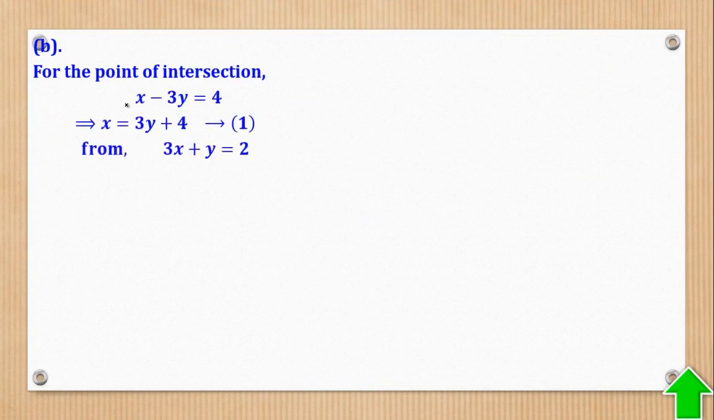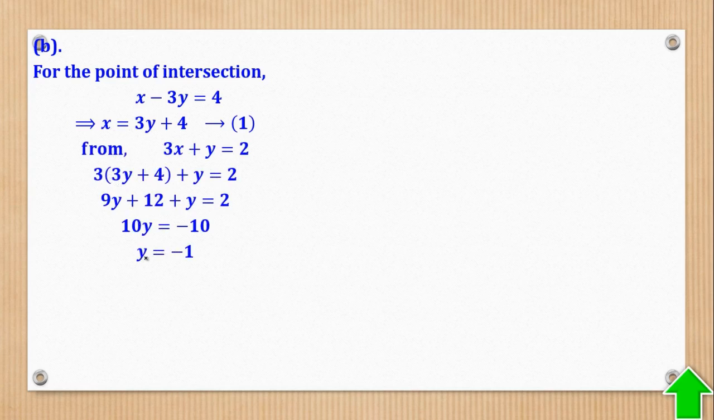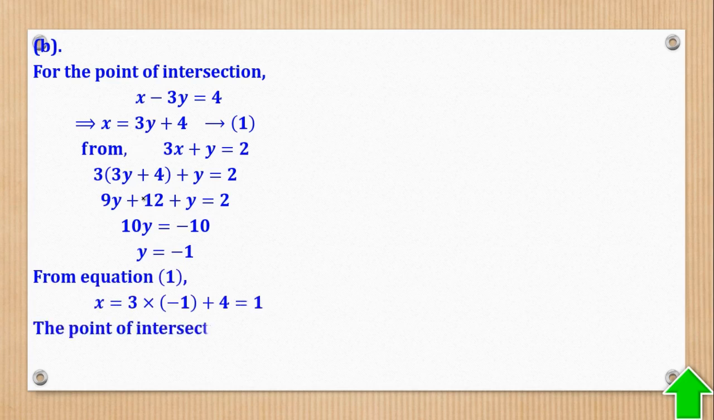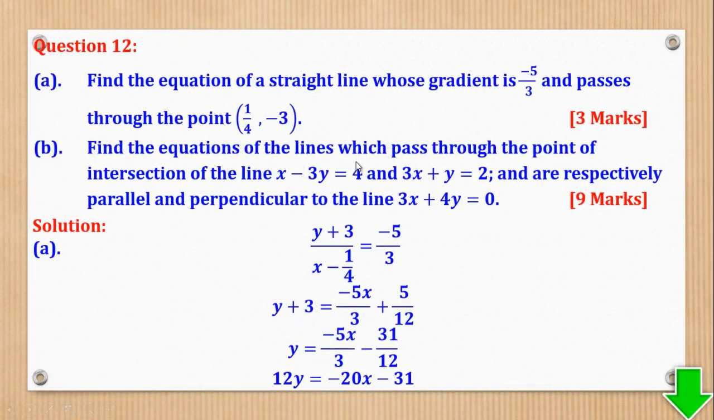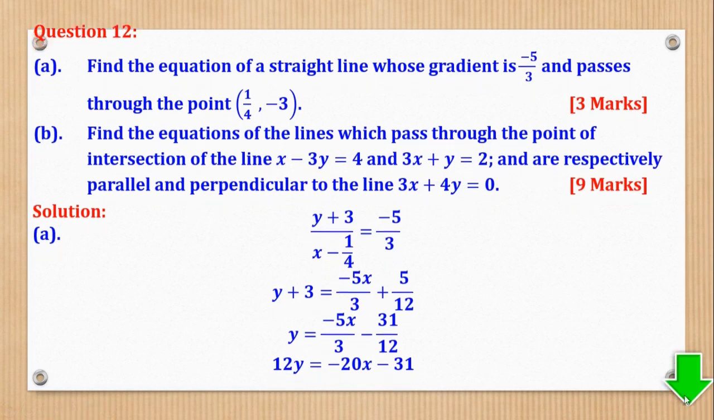So you shall get for this line, then from this line you shall substitute for x and make y the subject. So y is equal to -1, therefore come here and substitute for y and get the value of x. So that will be the point of intersection. So they have told us they want equations of lines which pass through the point of intersection, so I got the point of intersection, and the lines are parallel and perpendicular to this line. So the first line will be parallel to this, and the second line will be perpendicular to that.